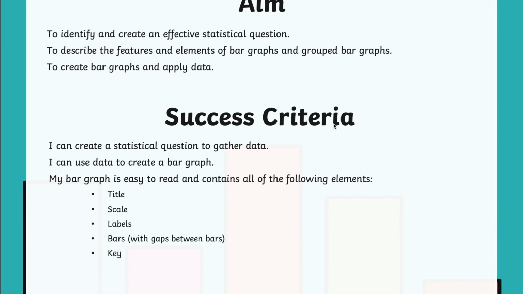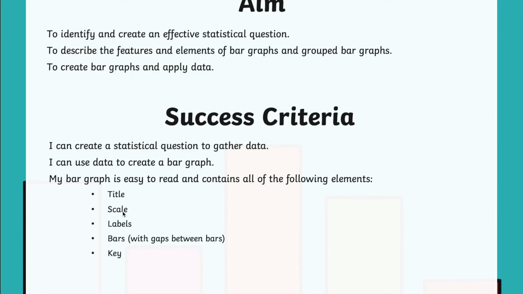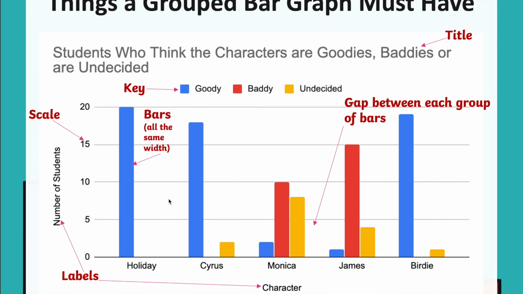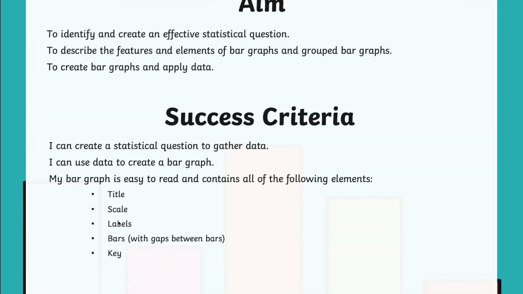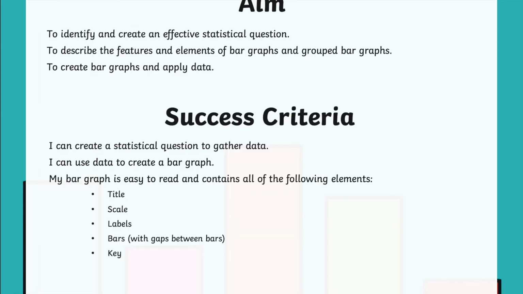Now, when you create those bar graphs about the 6-minute Judgment Day activity, I want you to make sure that your bar graph is easy to read and has a title, has a scale that's marked. So remember, the scale is this bit here. I want you to make sure that you've labeled your graph. So label the character and the number of students. I want to see bars that are easy to read and that have gaps between them, and I want to see a key.